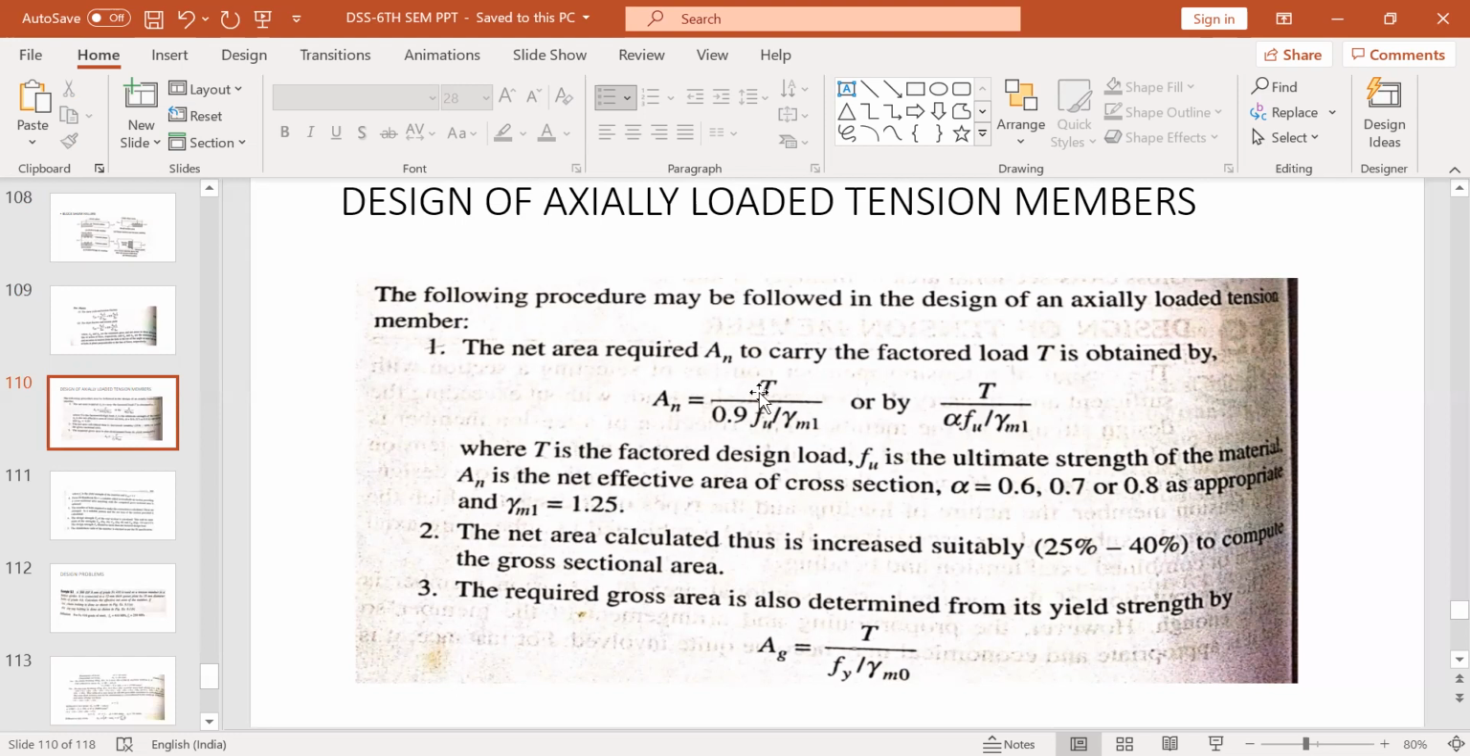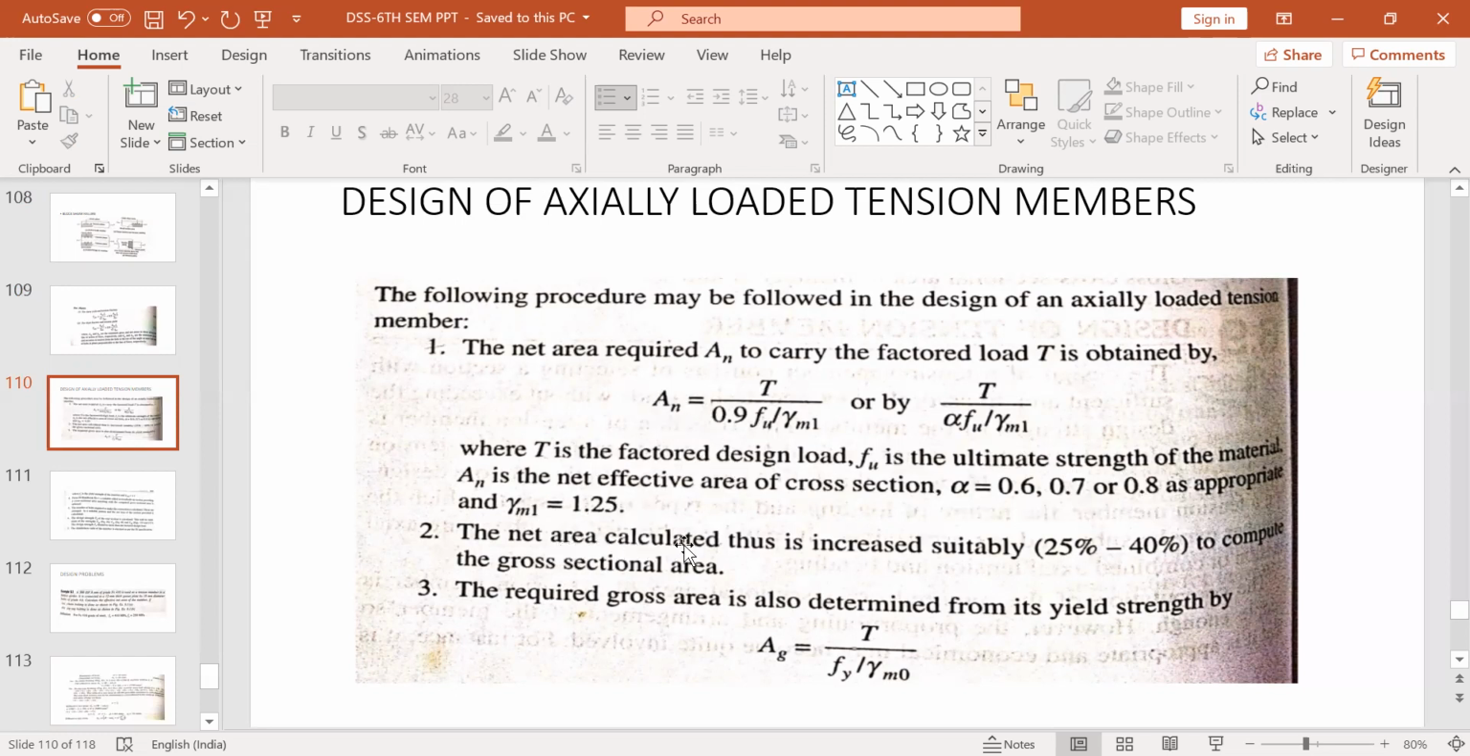Okay, you calculate this net area first, where T is the factored design load, Fu is the ultimate strength of the material, and alpha, as per the bolted connections, is 0.6, 0.7, and 0.8, depending on the connection. Gamma m1 is 1.25. So first you calculate what is the net area.